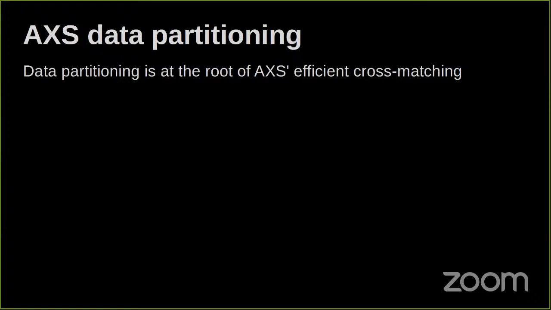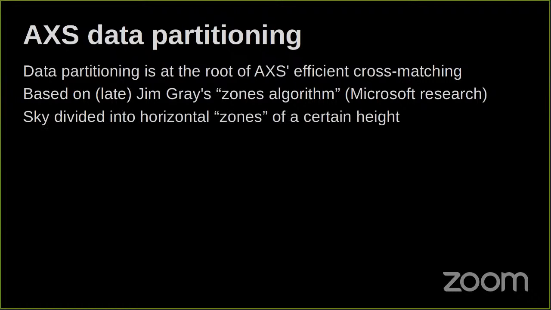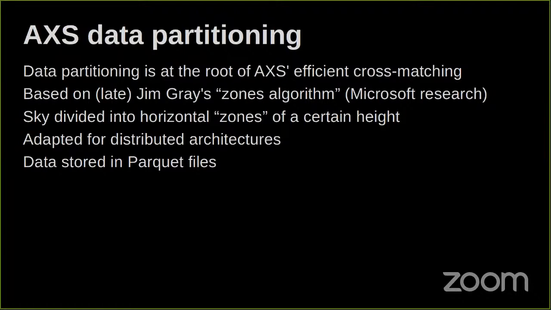So we managed to make it very efficient by cleverly partitioning data beforehand. You have to partition data in a specific way based on zones. The zones algorithm was made by the late Jim Gray from Microsoft Research, who published lots of papers on Microsoft SQL database and astronomical applications. We took his idea where you divide the sky into horizontal zones of a certain height, and we adapted it for distributed architectures. We store data in Parquet files, which are bucketed by zone.